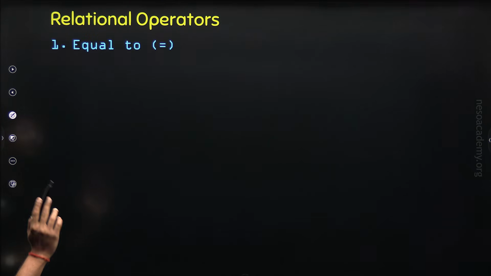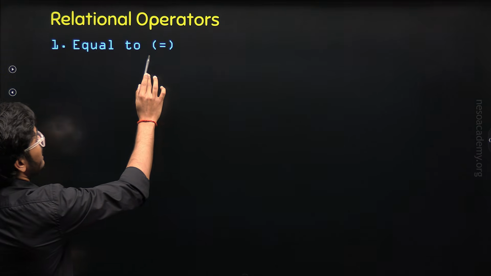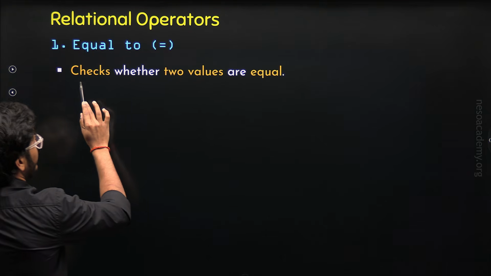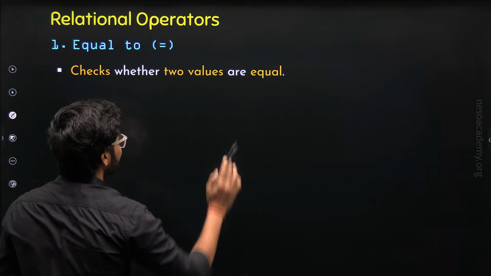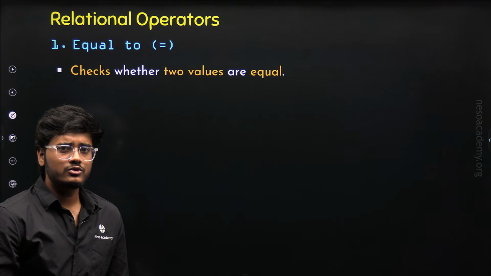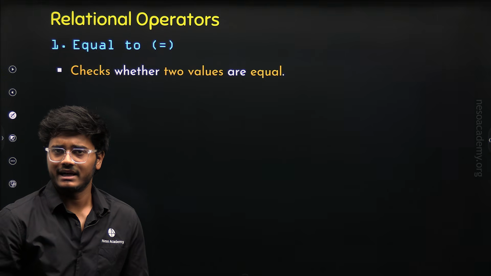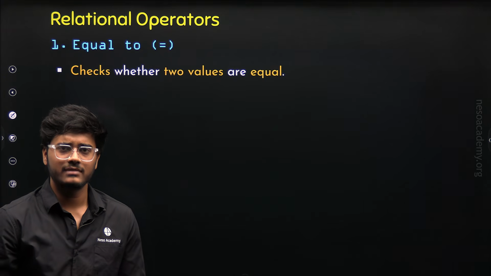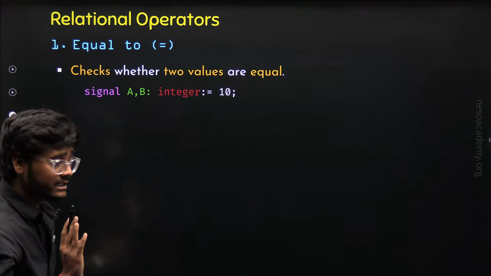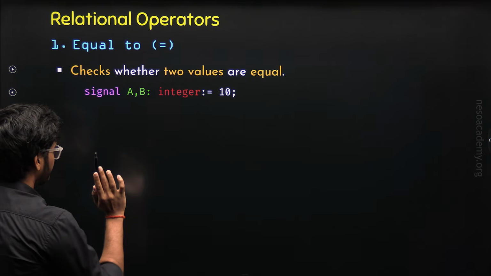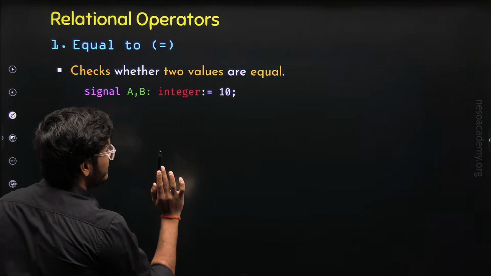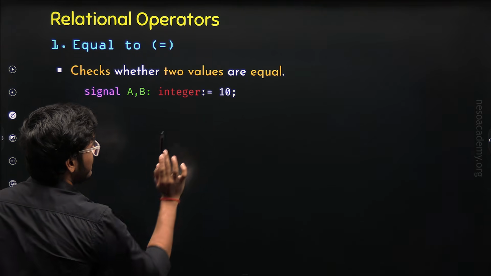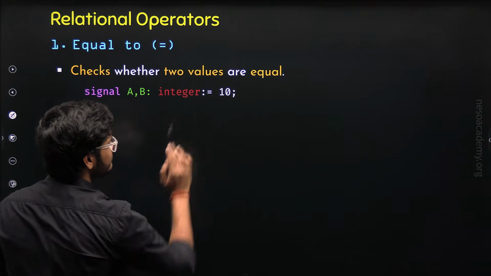The first relational operator, equal to operator, represented by equal to symbol. As the name suggests, equal to operator checks whether two values are equal or not. That is, equal to operator compares two different values and determine whether they are equal or not. Let's understand this using an example. For that, I am taking two signals, A and B, as integer data type and assigning a fixed value 10. That is, signal A is equal to 10 and signal B is also equal to 10.